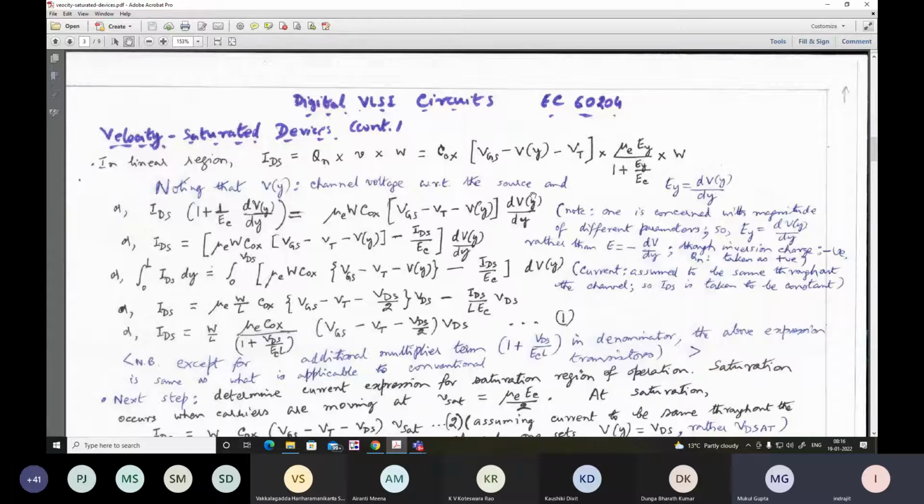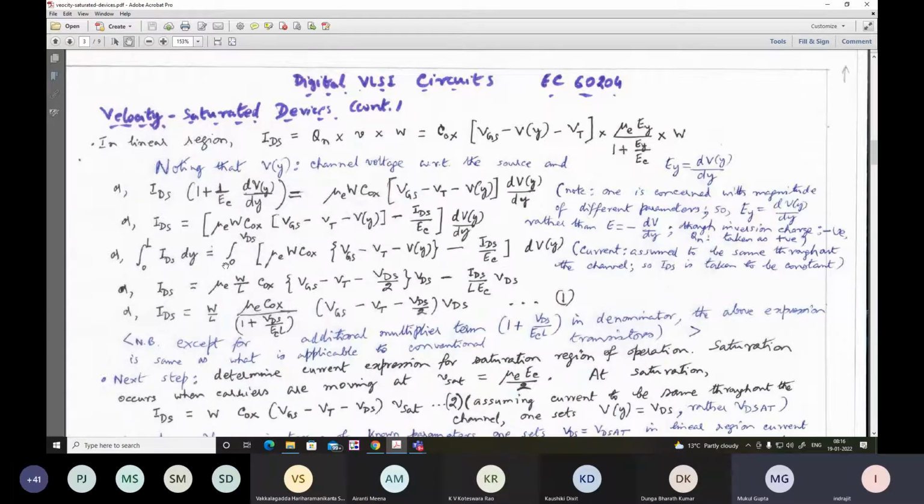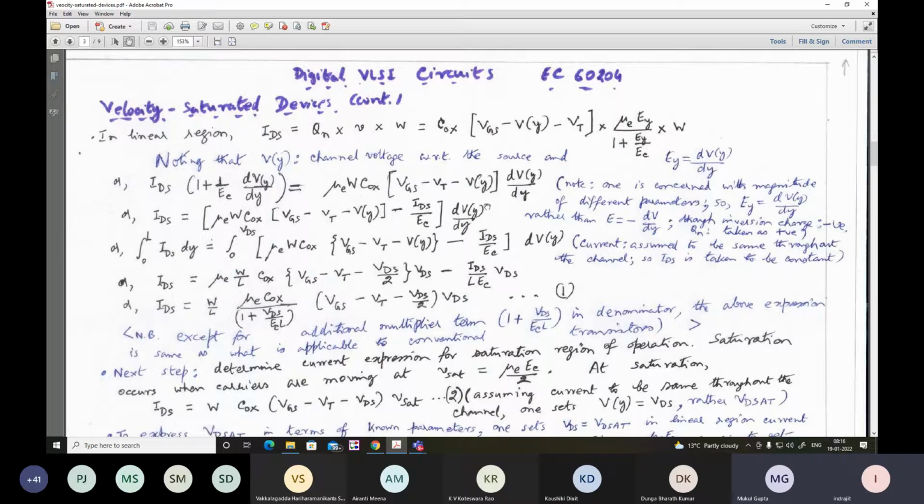Now Vy is the channel voltage with respect to the source, and note that Ey we are writing as simply the space derivative of the channel voltage. Okay, now making use of this expression, we can write it in this fashion, and we try to take into account the fact that analytically Ey equals minus dV/dy.